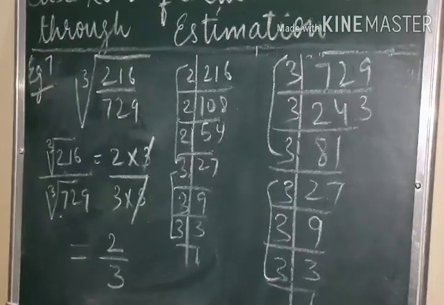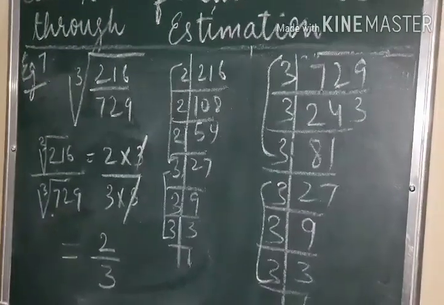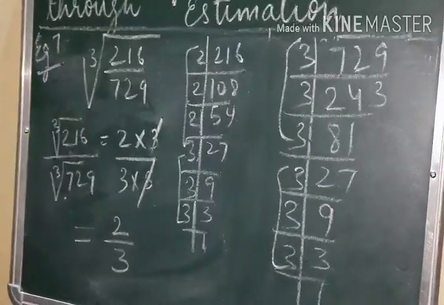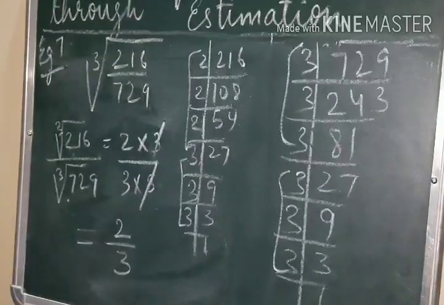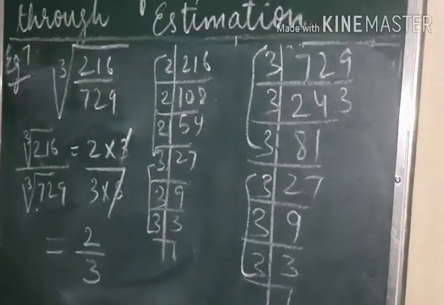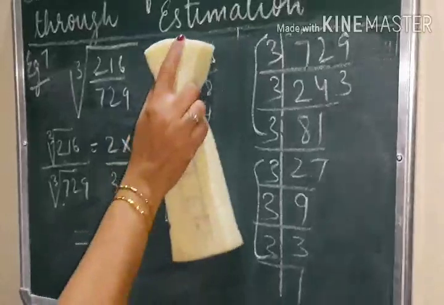Right? Now let's move on to example number 8. It is the same, I am not doing it. I am moving on to example number 9. I can show you example number 8 also, but I will not show the prime factorization.